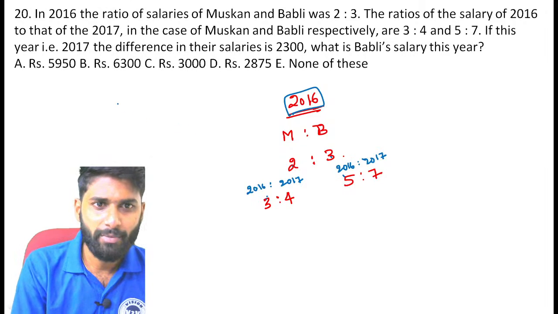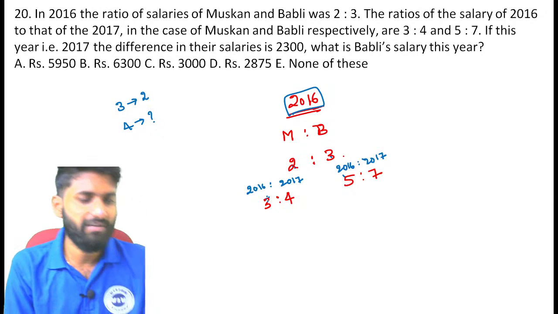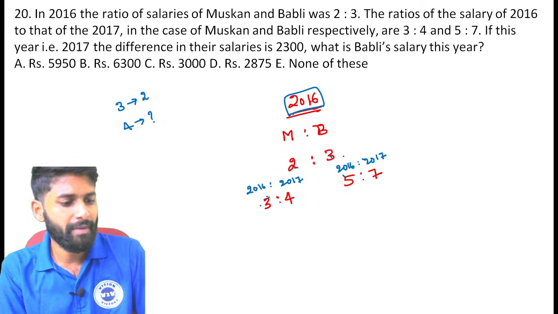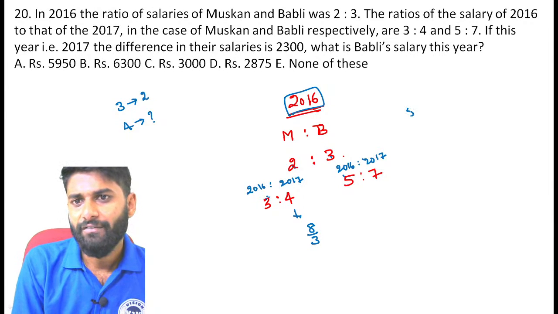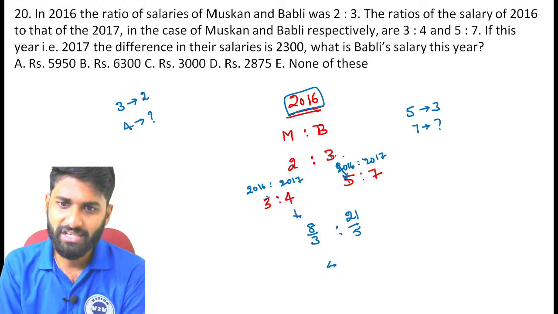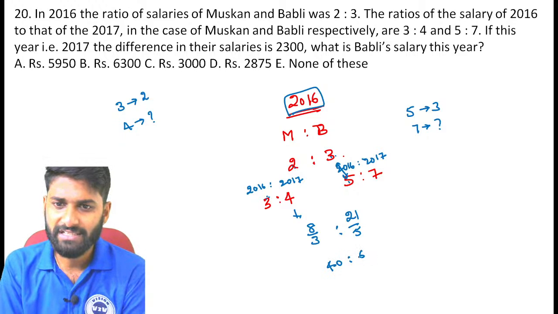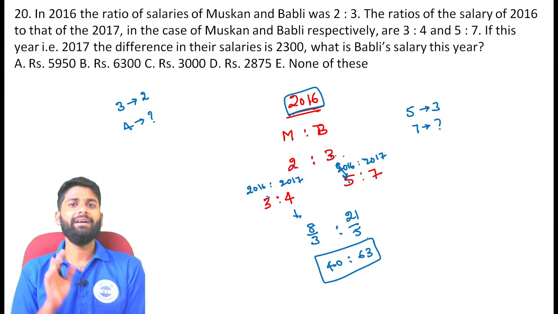Now see how we do this type of question. The 2016 values are always equal. If 3 becomes 2, 4 becomes how much? We get 8 by 3. Again, 5 becomes 3, guys, because these two values are equal. If 5 becomes 3, 7 becomes how much? 7 times 3 is 21 by 5. Now what is the ratio here? 8 by 3 is to 21 by 5. So the final ratio: 8 5s are 40, 21 3s are 63. So this is the perfect ratio for 2017 for M and B.